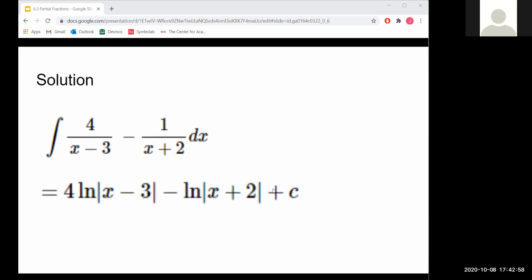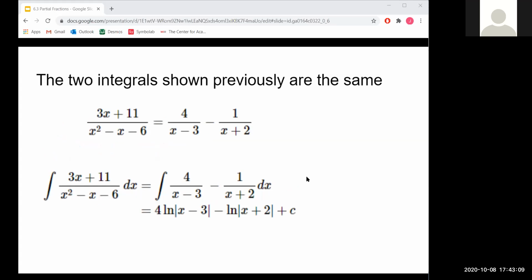Now here's the cool part. It appears that the integral we just solved is actually the same thing as the first one I showed you. The integral of 3x plus 11 over x squared minus x minus 6, as well as the one we just did, are actually the same thing. You might be wondering, how is that even possible? I'm glad you asked. What we're going to do now is convince ourselves that these two are the same integral.